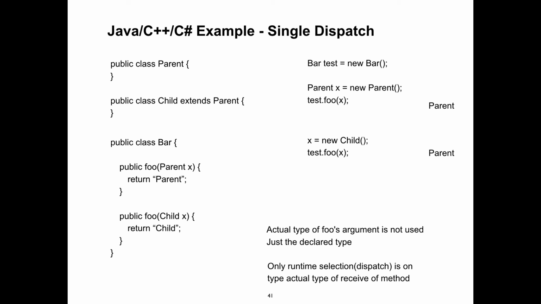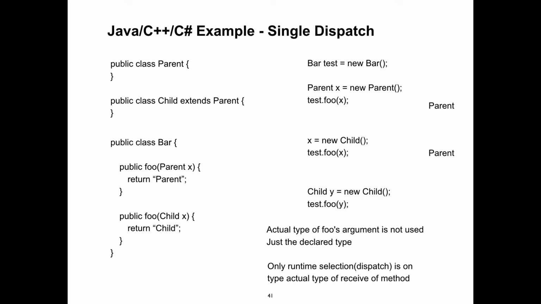But now when I assign a child object to x and I call foo with x in it, I still get parent. Why? Because the compiler in Java matches which function is going to be called based upon the argument list. The declared type of x is parent, so it's always going to call the parent foo, and it's not going to look at the actual type of the object of x to figure out which one to call.